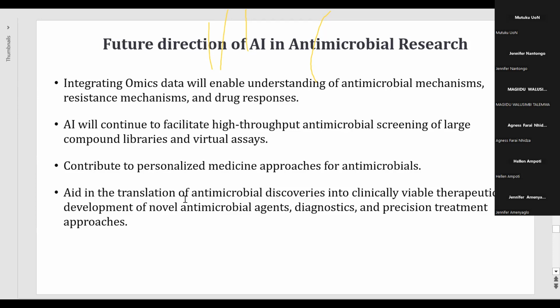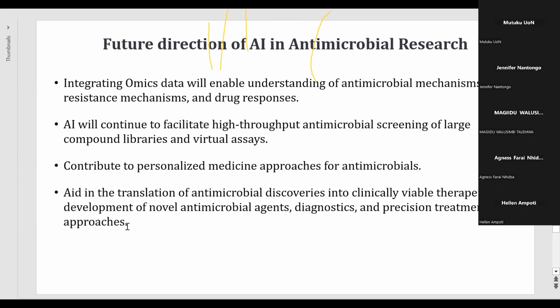And also it will aid in the translation of antimicrobial discovery into clinically viable therapeutics, and the development of novel antimicrobial agents. Diagnostic techniques are also coming up where you can know whether the person is infected with gram-negative bacteria, gram-positive bacteria, or fungus. And also there are precision treatment approaches, means AI will predict what particular medicine should be given, or what is the exact problem that person is having. So precision treatment will be available for that particular person.